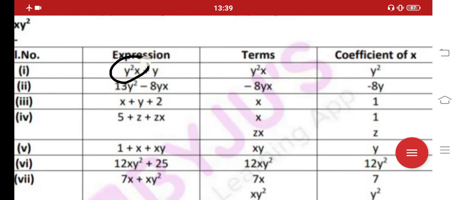So you can see easily this term is containing x. So y square x is the term which is containing x. Now, what is the coefficient of x? Or we can say what is multiplied with x here? Y square is multiplied with x. So y square is the coefficient.